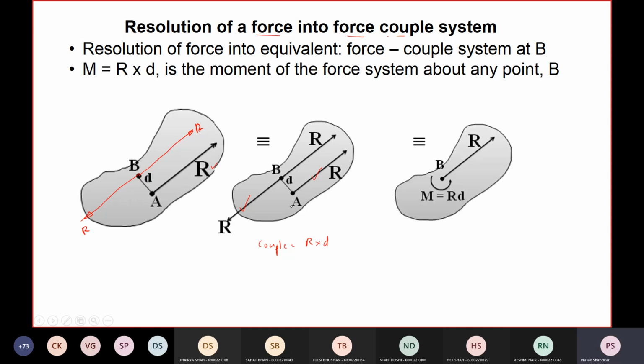Right. So this is the equivalent force couple system. The couple value is given as R into D, and we are replacing the same amount of force R at point B. Now instead of representing the system at point A, we are representing the system at point B. So this is how you do it. Any questions?